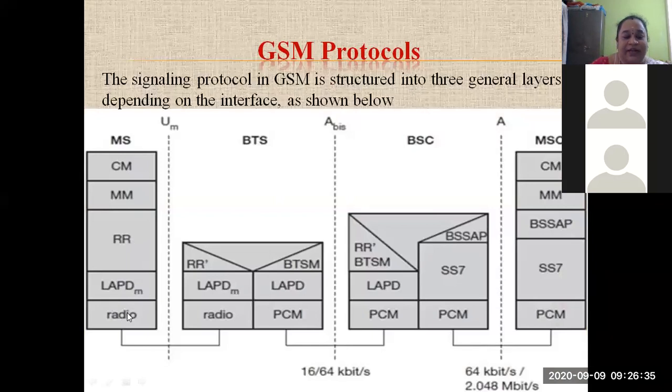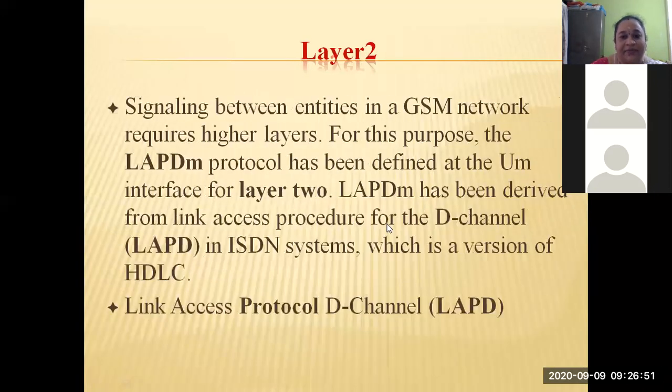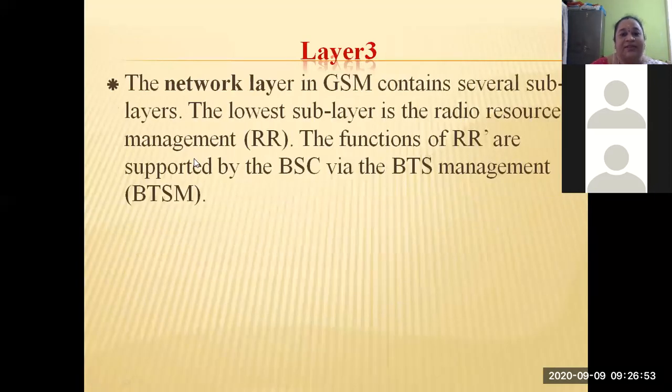The radio sub-activities of the physical layer, the LAPD protocol of the second layer, and the corresponding third layer, the network layer entity, have been divided into sublayers. The lowest sublayer is the RR layer, that is nothing but the radio resource management.